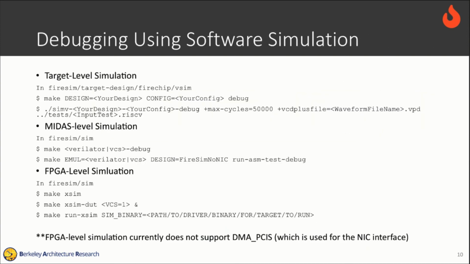So when you generate a Rocketship-based target, it emits a make frag that describes a bunch of recipes to run classical suites of tests, and we link those into our build system, so you can run the same run ASM tests in Midas level simulation as you would in target level simulation. Yeah, it's the same set of assembly tests and test benchmarks.